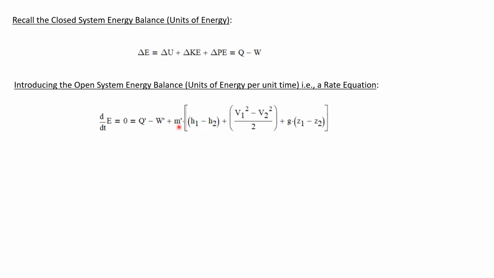And then we have the mass flow rate times V1 squared minus V2 squared over 2. Well, that's just the rate of kinetic energy change, and if we multiply the mass flow rate times g times Z1 minus Z2, we get the rate of change in the potential energy.